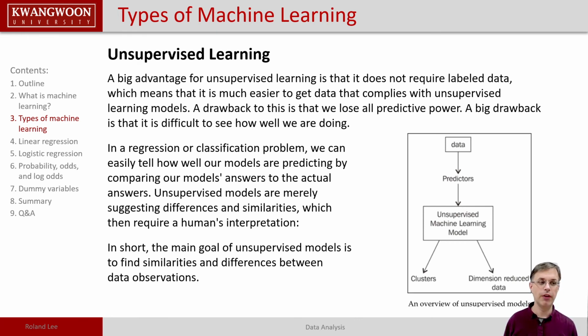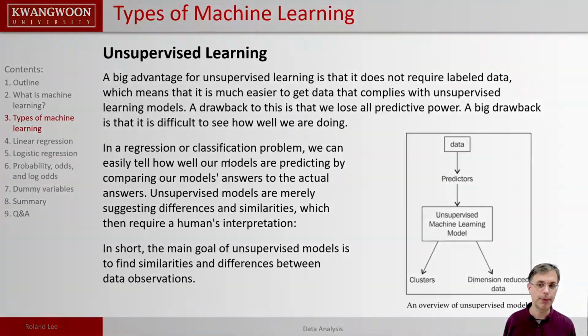Unsupervised models are merely suggesting differences and similarities, which then requires human interpretation. So in short, the main goal of unsupervised models is to find similarities and differences between data observations. We will go deeper into this topic later.